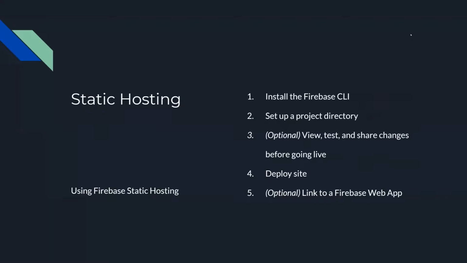Moving on to how you implement the static hosting. The first step to implement the static hosting is to install the Firebase CLI. This makes it easier to set up a new hosting project, running a local deployment server and deploying content. The next step is to set up a project directory. This is where you would add your static assets to the local project directory, then run Firebase init to connect the directory to the Firebase project. And an optional step is to view, test, and share any changes made before going live.